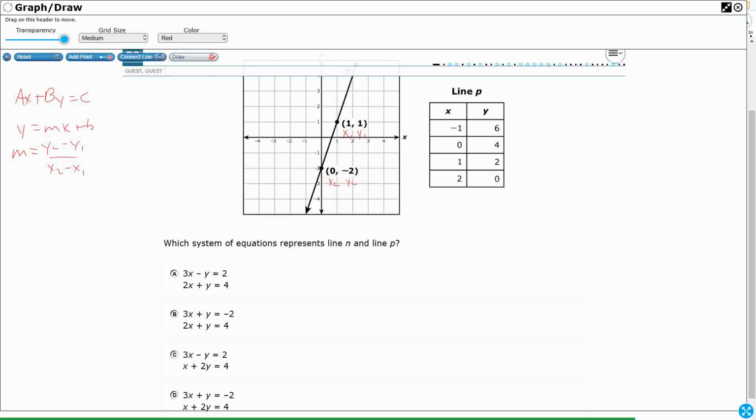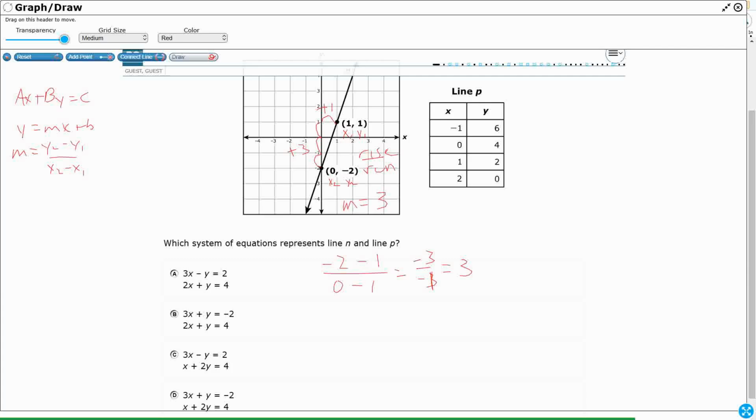You could flip those and you'll still get the same exact slope. It doesn't really matter. So y sub 2 is negative 2 minus y sub 1 is 1, and then x sub 2 is 0, x sub 1 is 1. That gets me negative 3 over negative 1, so I'm going to end up getting a slope of 3. Also, rather than calculating that, I could have done rise over run, going up 1, 2, 3, and then over 1, and that's a positive 3. Okay, so my m for this first one equals 3.